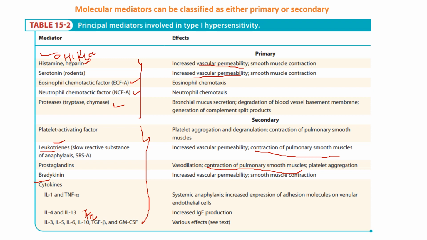Now interleukin 5, this function is especially important in the recruitment and activation of eosinophils. So that is the eosinophil activation and recruitment. In particular, the high concentration of tumor necrosis factor alpha secreted by the mast cell may contribute to shock in systemic anaphylaxis.